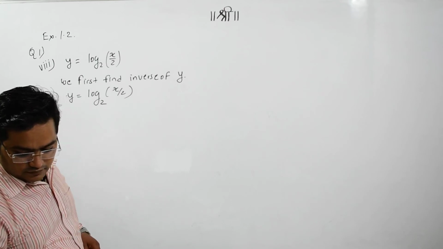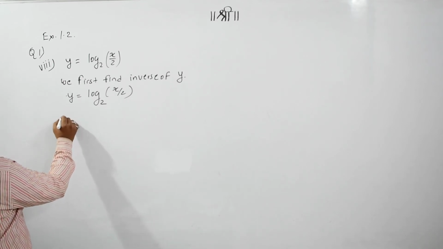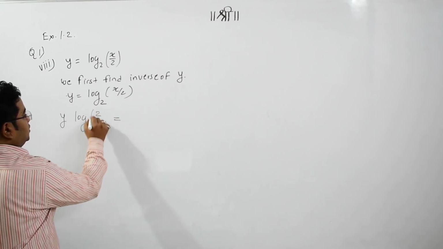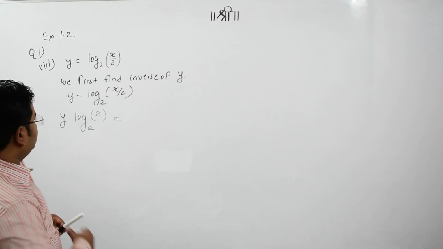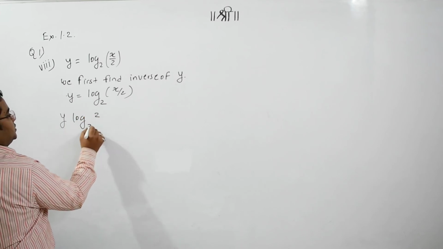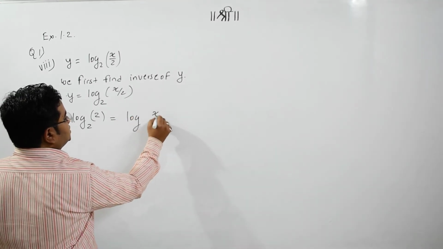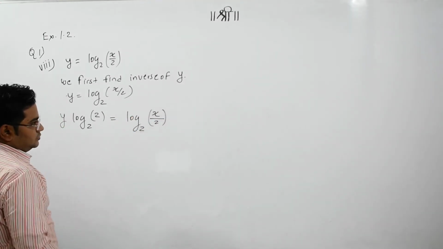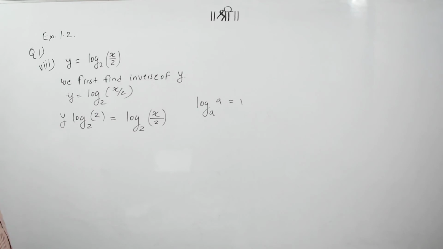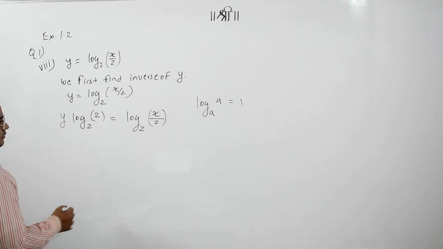Now next step, any guess what should be our next step? So y is equal to y times log of 2 base 2. Why am I doing this? Because log of 2 base 2 is 1. Its value is 1. Therefore log of x by 2 base 2. Everyone knows that log of a base a is equal to 1. Now next step is substituting the values. What will we get?